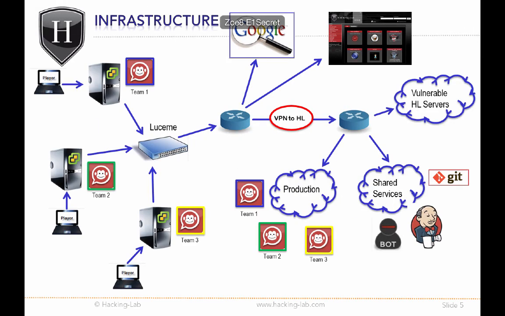If you have seen the first video, then this topology chart will be quite familiar. So we have several systems on site, on premise in Lucerne, ESX servers for the teams, a central router, VPN to the hacking lab, or production server, shared server. Teams need to run an application locally on their local ESX server and on the production server.